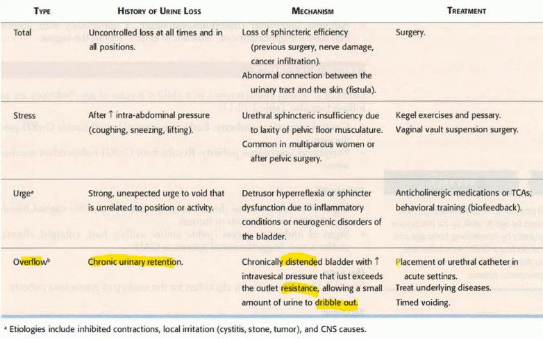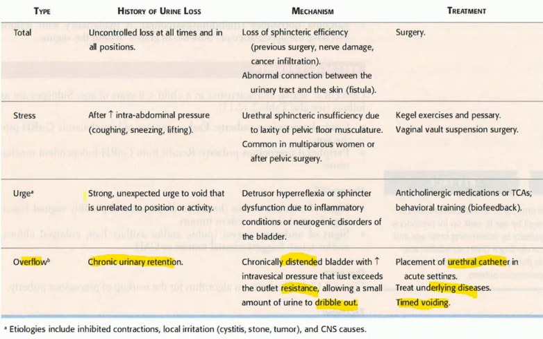So what we do in this case, we place the urethral catheter in an acute setting, and we treat the underlying causes. We also make a urinary diary, or urinary analysis, or you can say urinary output. We check the time of voiding, we make a diary and note down when the patient is urinating.